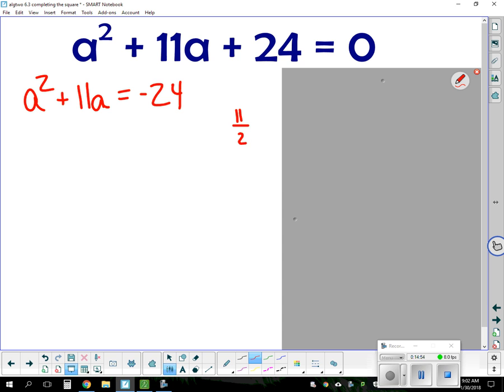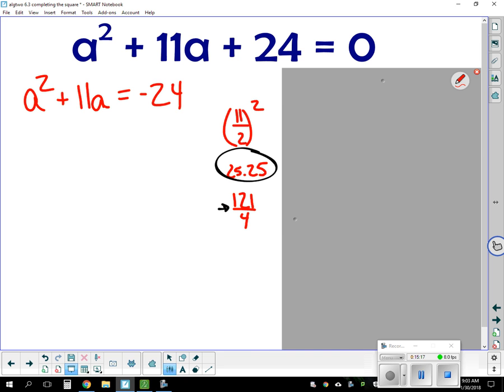11 divided by 2 squared is, here, 30.25. You can do that. You could also leave it as 121 over 4. You guys don't like that, right? Okay. I'm going to keep it like this for a sec. All right, so I have a squared plus 11a plus 121 over 4 equals negative 24 plus 121 over 4.